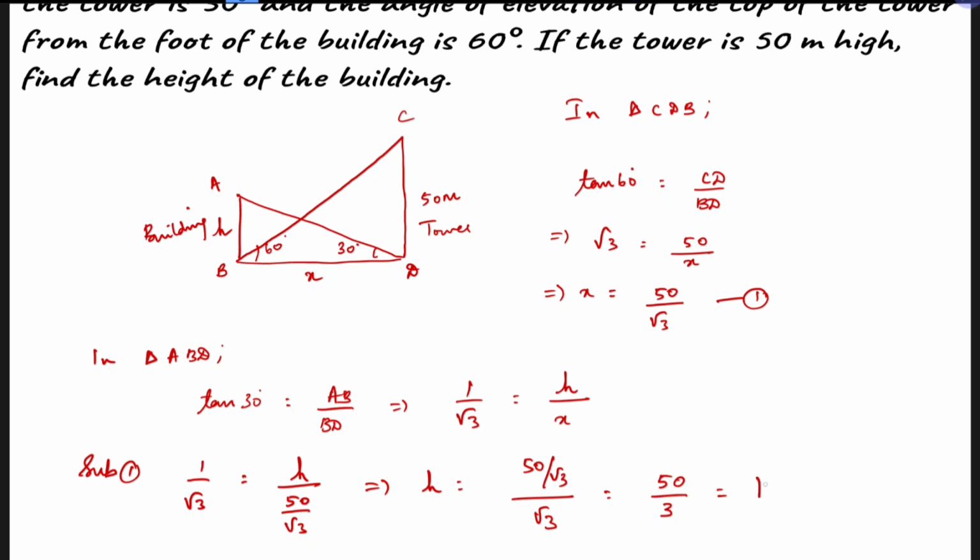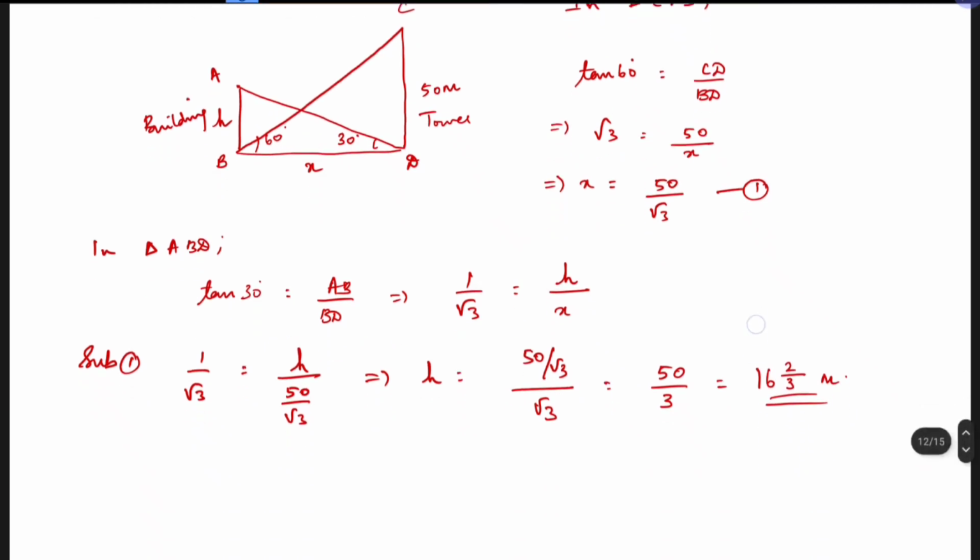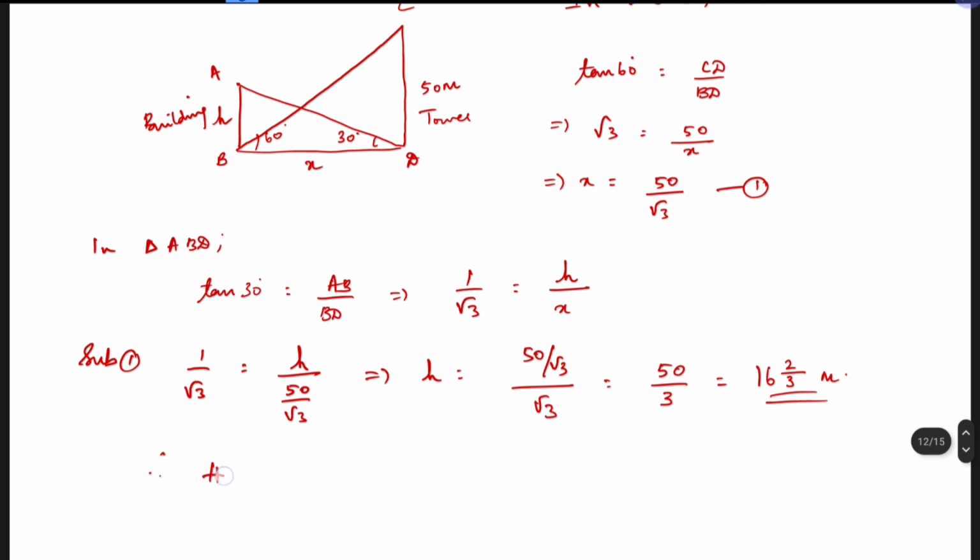which gives us 16 2 by 3 meters. Therefore, the height of the building is 16 2 by 3 meters.